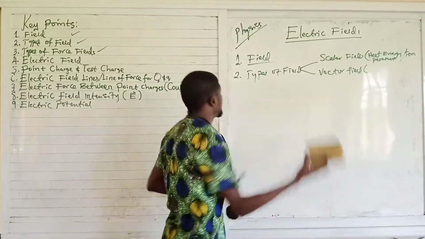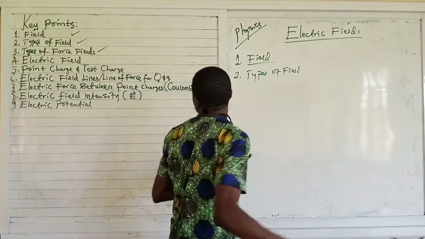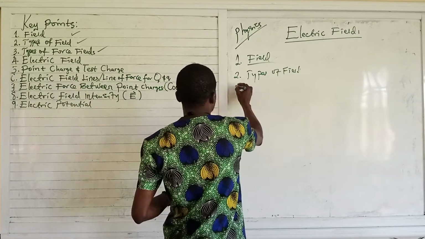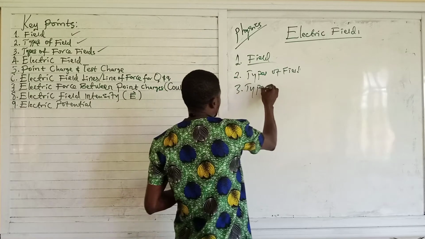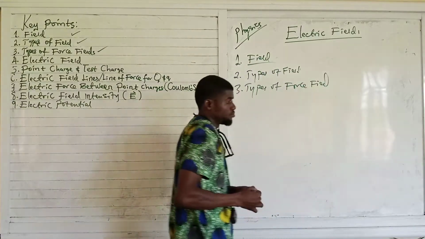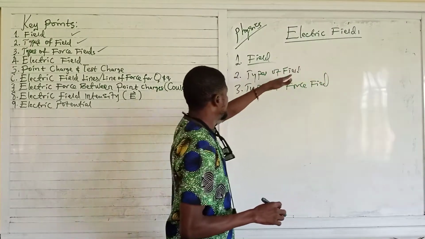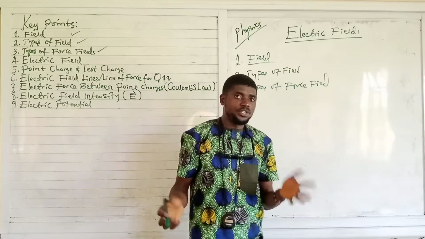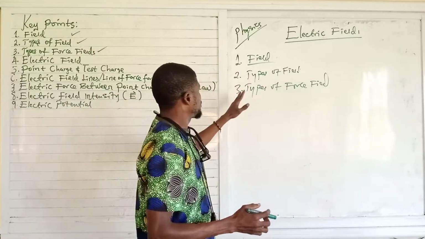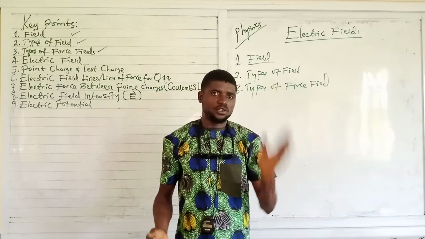We're looking at item number 3, types of force field. Just as I said, these are types of vector fields. Don't be confused. These are different ways the questions will keep coming in your exam to confuse you. When we're talking about types of force field, we simply mean all the examples of vector fields.